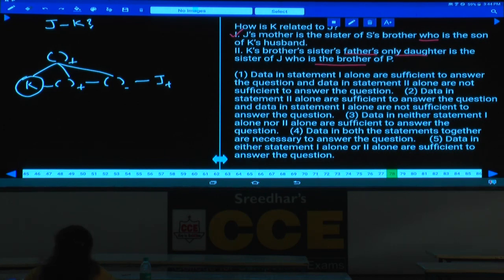Now why is it no? Now this K's father is there. This K's father is having only one daughter. As this person is a daughter, this person must be male, because only one daughter. Am I getting the answer or not? Yes, the second one.